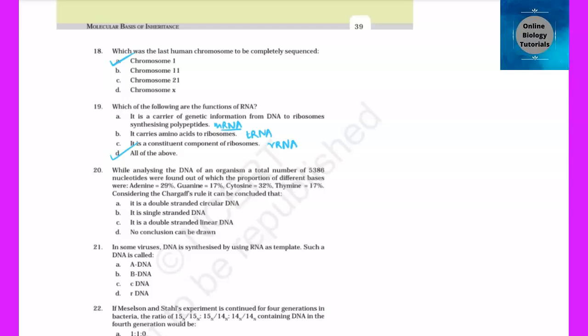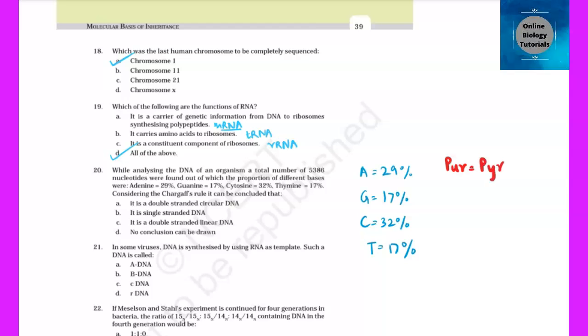So the question says, while analyzing the DNA of an organism, a total number of 5,386 nucleotides were found, of which the proportion of different bases were: adenine 29%, guanine 17%, cytosine 32%, and thymine 17%. Now remember, in Chargaff's rule, it was stated that purines will be equal to pyrimidines.